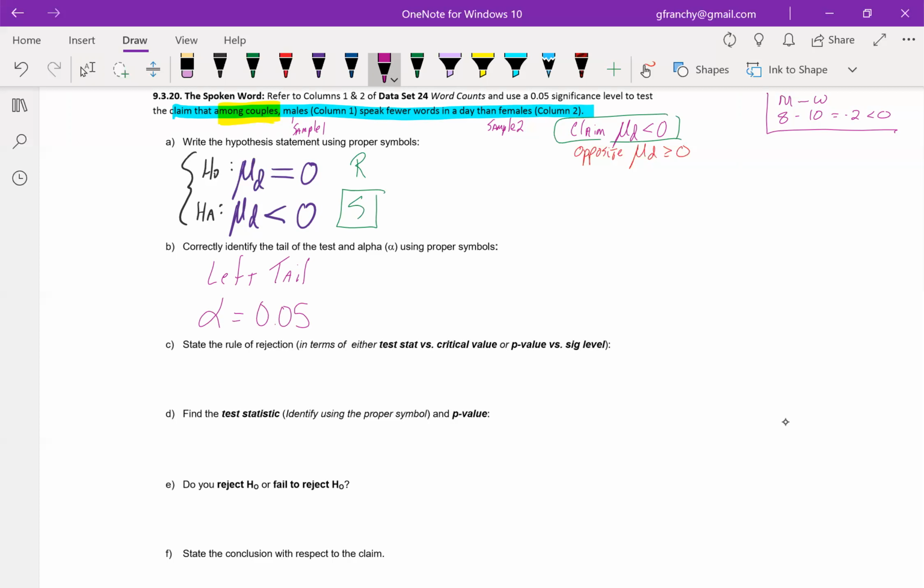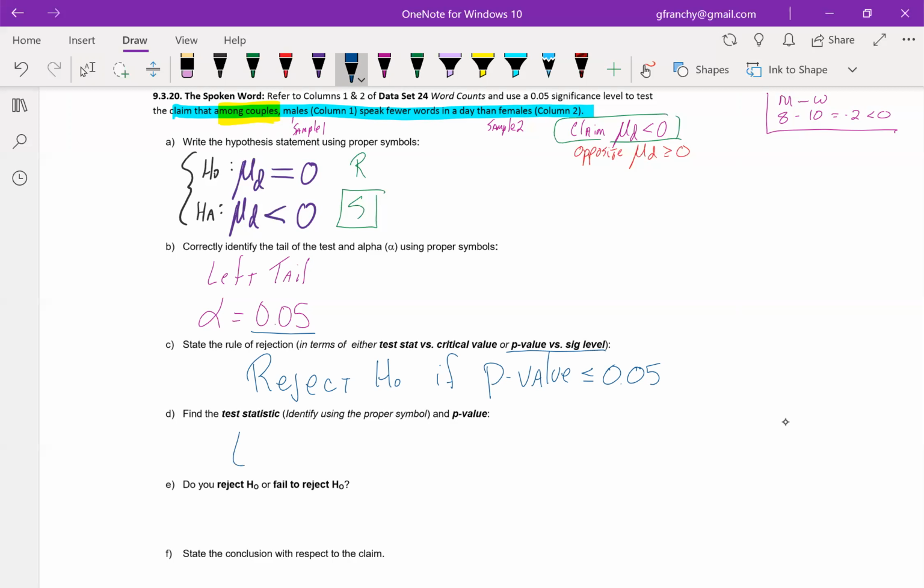Our significance level, alpha, is 0.05. And because we're working with raw data here, there are no sample statistics to list out, so that's why we're not doing that here. Now we can use our significance level to write our rule of rejection. That's reject the null hypothesis if the p-value is less than or equal to whatever our significance level was. That's 0.05. So again, those are the terms in which we're writing our rule of rejection.